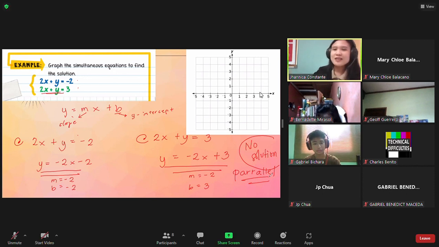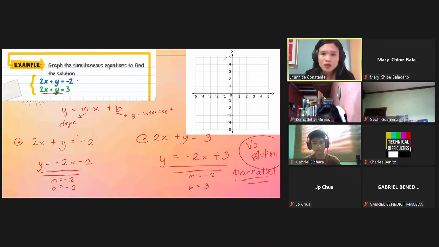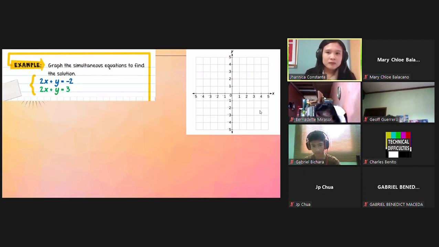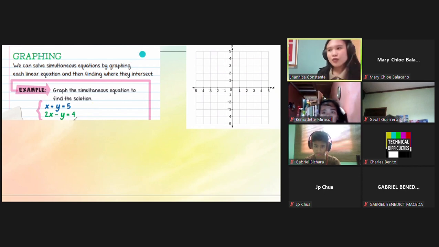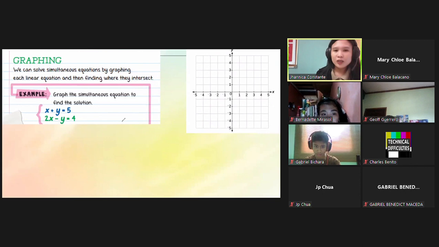Let's have another example for a simultaneous function. For example, we have this equation, x plus y equals 5, and we have 2x minus y equals 4. So let's transpose these equations from standard into slope-intercept form.